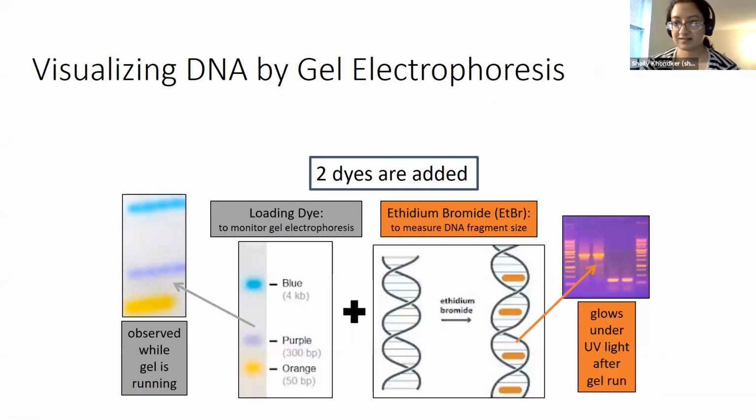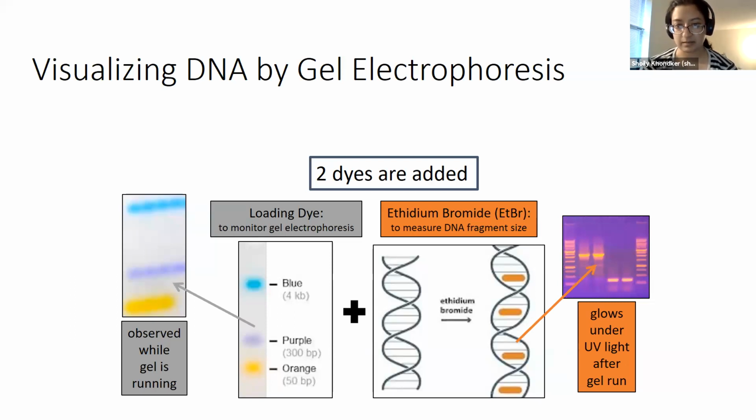So DNA is transparent, so you need a way of visualizing it. There are 2 dyes involved in gel electrophoresis. One is the loading dye, and this is just a color dye that's used to visually monitor where the DNA is on the gel as it's running. The other dye is called ethidium bromide. There's also an alternative called SYBR Safe because ethidium bromide is a mutagen.